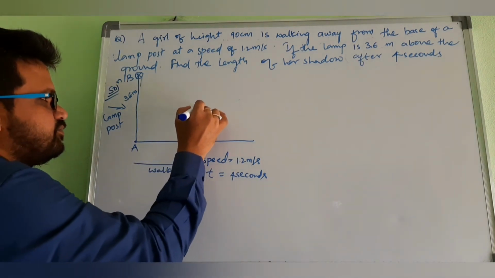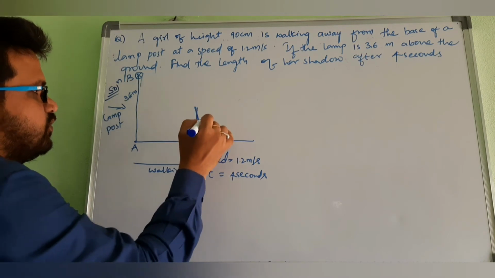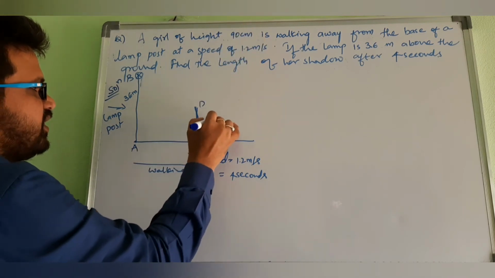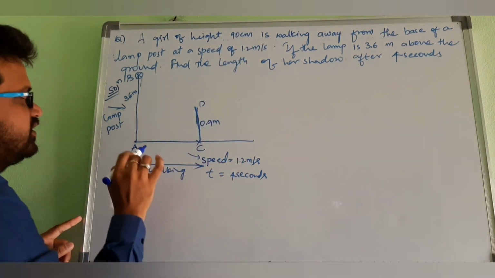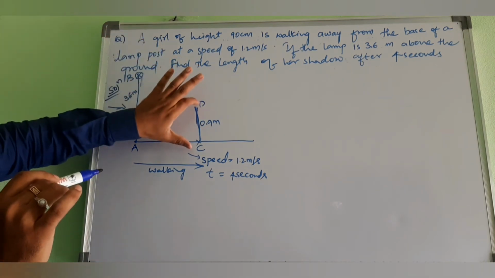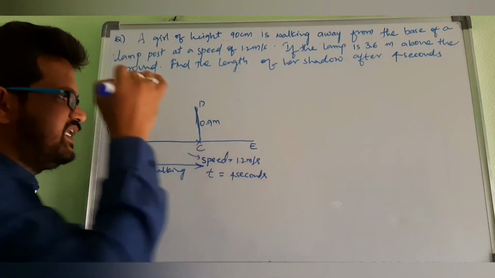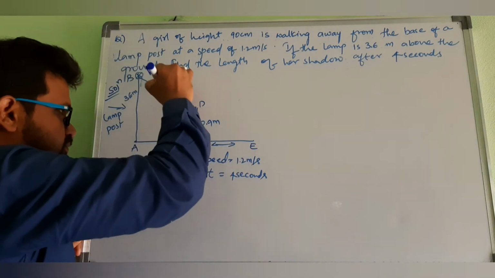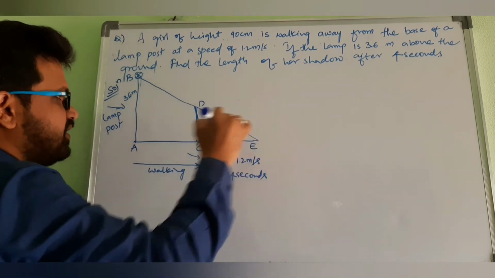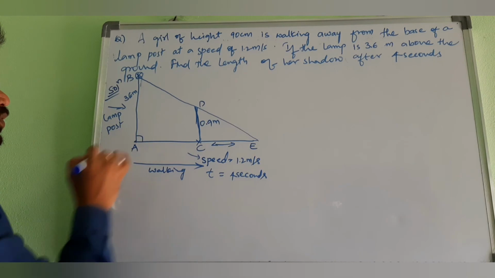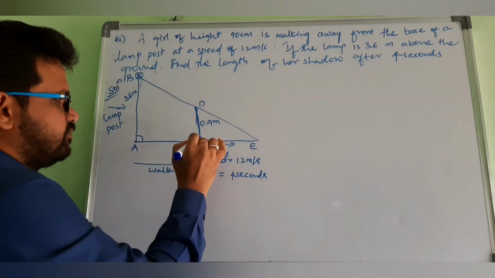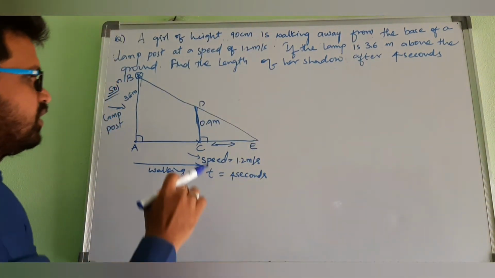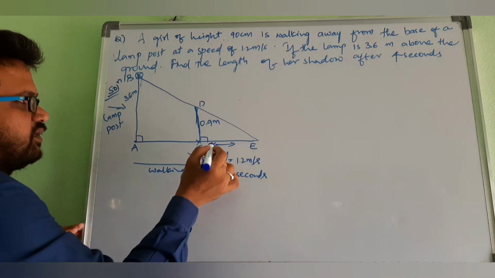Now the girl is here. The height of the girl, let us take CD, is 90 centimeters, which means 0.9 meters. The lamp is here, the girl is here, so the shadow must be this one, CE. Now we can join this and we get a right angle triangle. The lamp post is perpendicular to the ground, and the height of the girl is also perpendicular to the ground. So here two triangles are there.